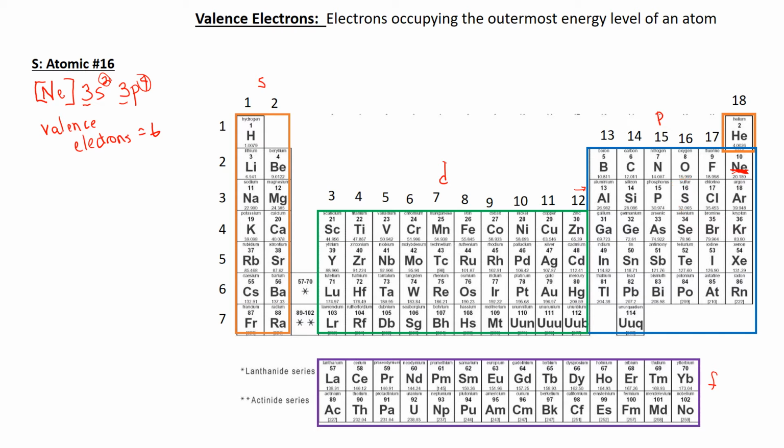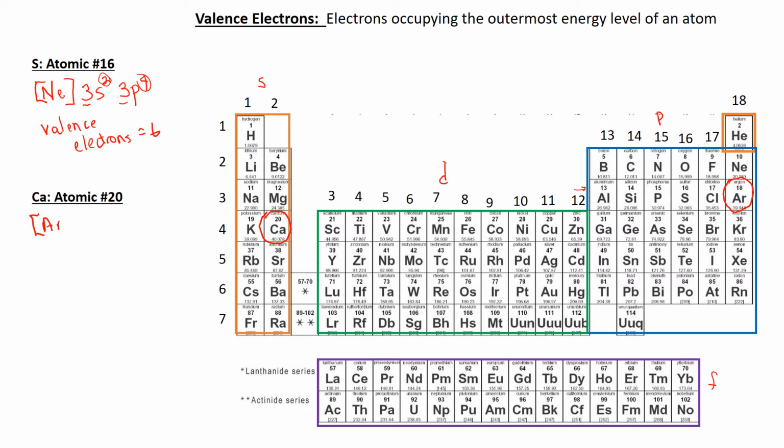Okay, let's try another one. This time we're going to do calcium. So calcium is in the fourth row, and it's atomic number 20. Now again, we're not going to start all the way at the beginning. We're just going to go to the row above it, which is the third row, and the noble gas at the end of the row above calcium. So in this case, my noble gas that I'm starting with is argon.